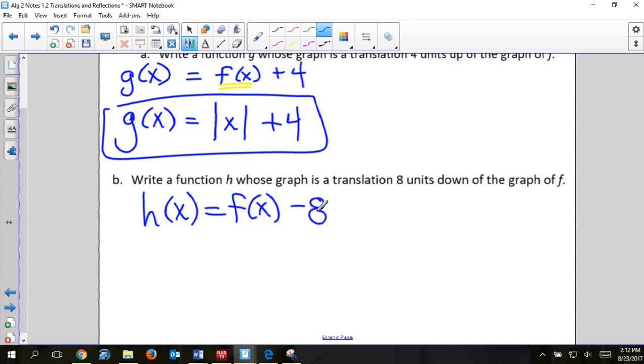And then we go back and say, what is our f of x function? What is f of x equal to? What's the function? Absolute value of x minus 8. So you're just replacing f of x with absolute value of x. That's all. So that is the function.